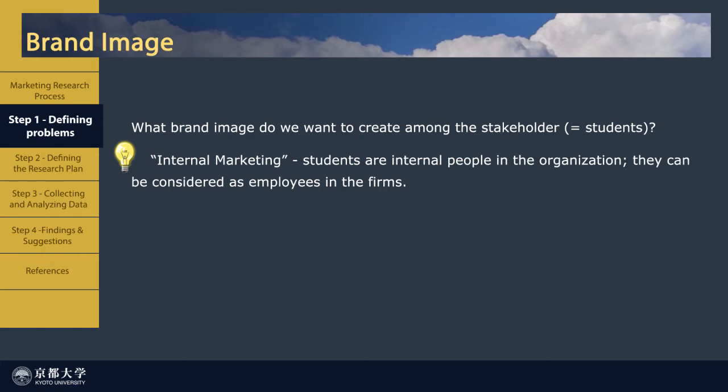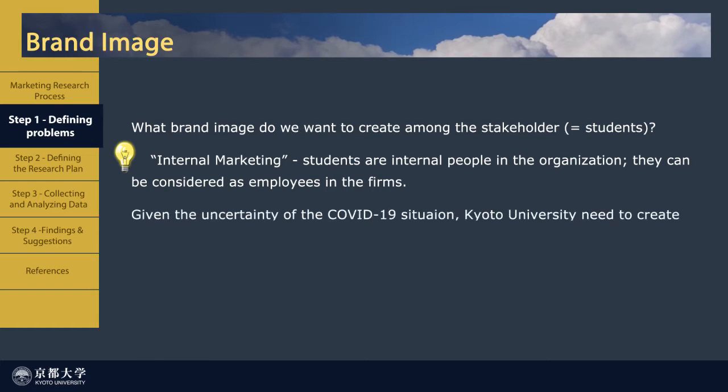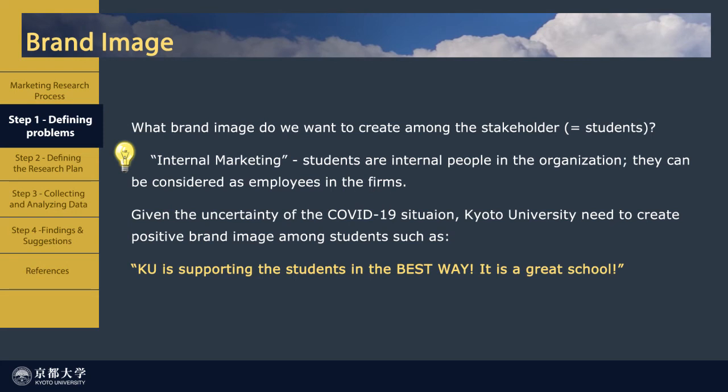It is same for the Kyoto University. Given the great uncertainty in this COVID-19 situation, the school needs to create positive brand image among the students. If the school can satisfy the students in these difficult times and give them great impressions, it will eventually lead to create the same positive impression among the people outside. Now, the problem has been defined, and the goal is set for this research project. We will try to make suggestions to Kyoto University so that the students can feel the school is supporting them in the best way.